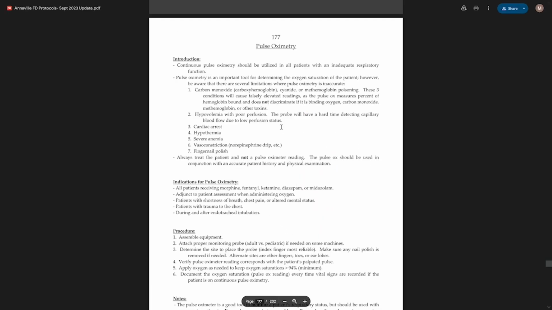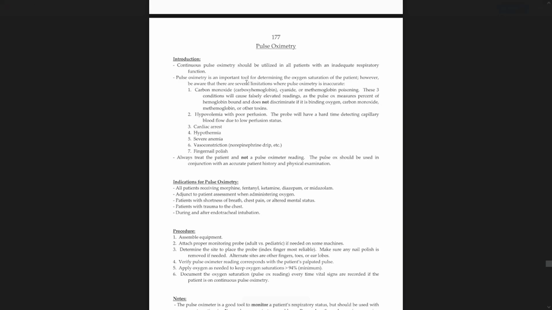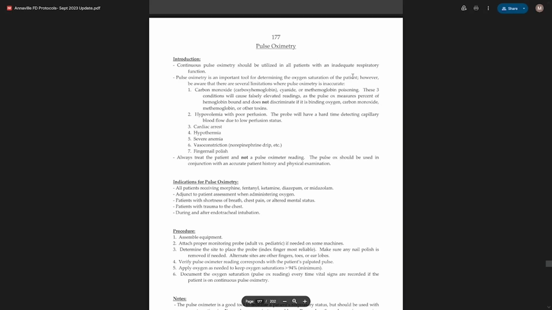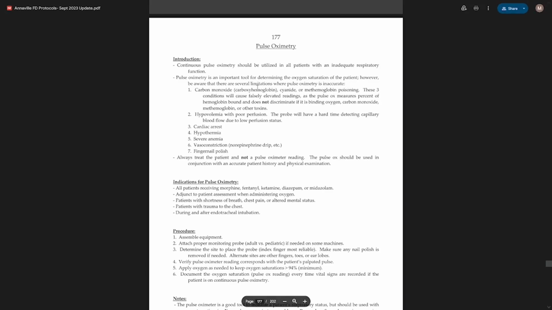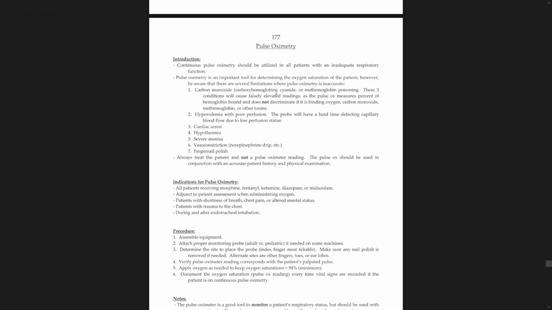For pulse oximetry, continuous pulse oximetry should be utilized in all patients with inadequate respiratory function. Pulse oximetry is an important tool for determining the oxygen saturation of the patient. However, be aware that there are several limitations where pulse oximetry is inaccurate. If there's carbon monoxide, cyanide, or methemoglobin poisoning, these three conditions likely cause a falsely elevated reading, as the pulse ox measures percent of hemoglobin bound and does not discriminate if it is bound by oxygen, carbon monoxide, or other toxins.